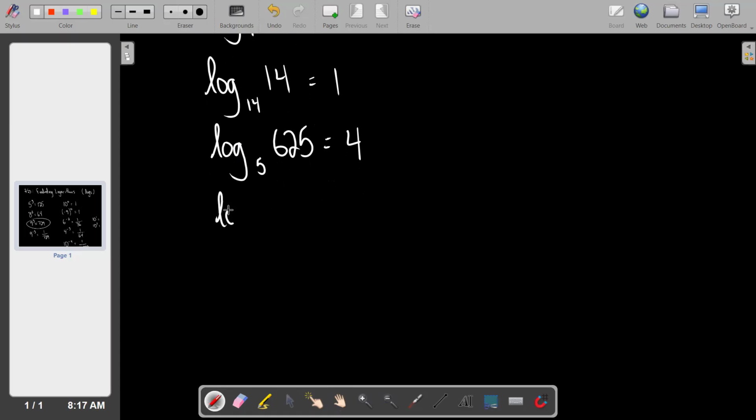How about log base 4 of 1/16? Good job. One more, and then we'll talk about some rules. Log base 3 of 1 over 243.